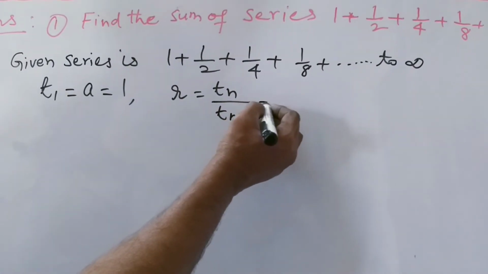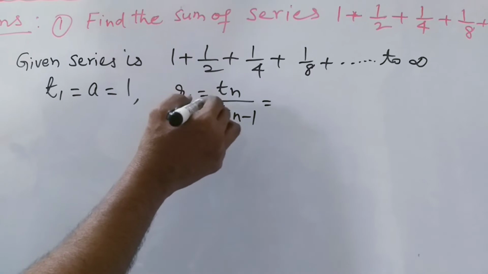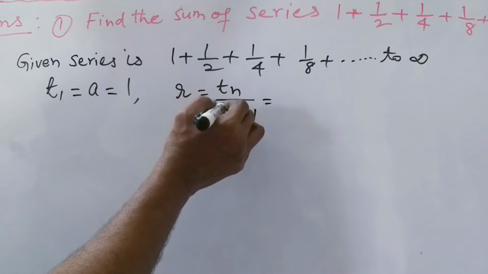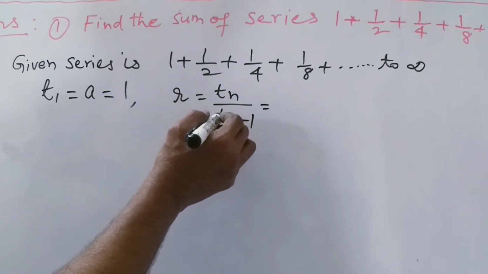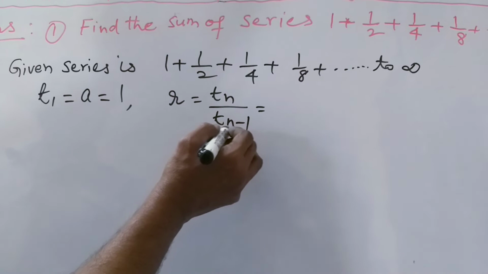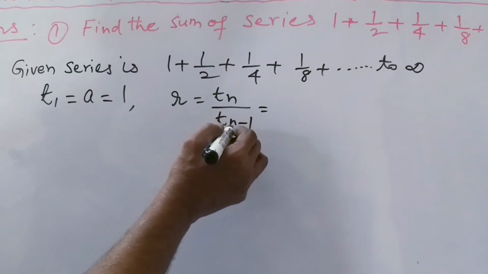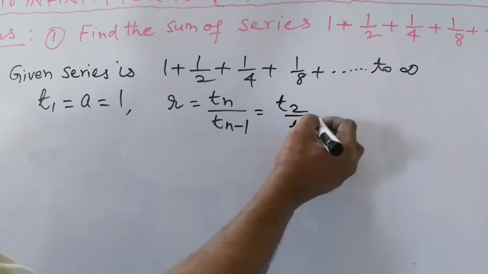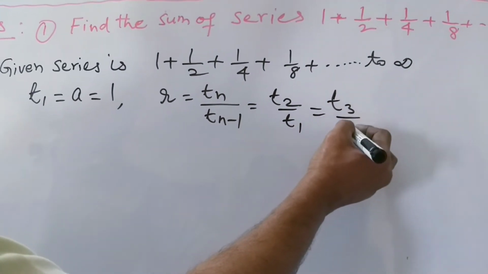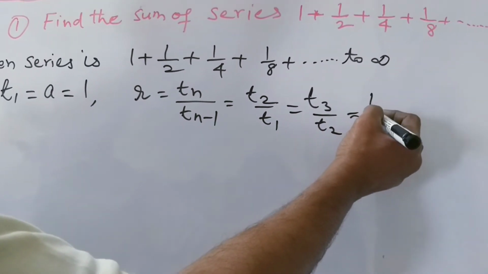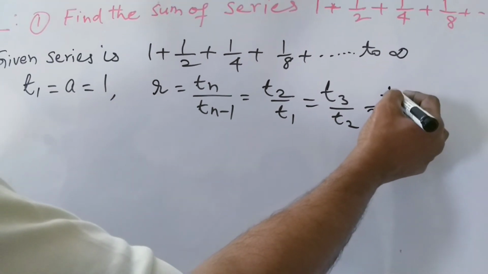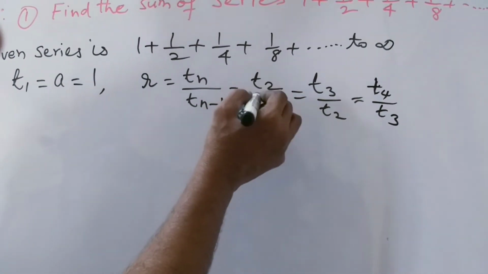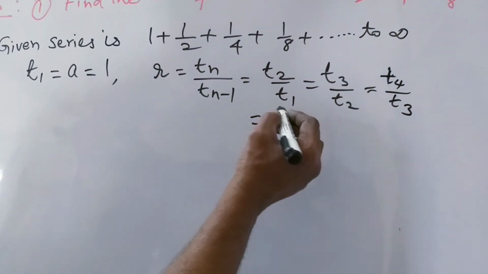So, based on this common ratio formula, Tn by Tn minus 1, when n is equal to 2, it becomes T2, and in the denominator, 2 minus 1, that means T1. That means T2 by T1. Similarly, T3 by T2, similarly T4 by T3. So, here I am substituting the T2, T1, T3, T2, T4, T3.